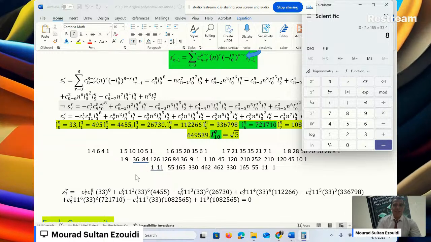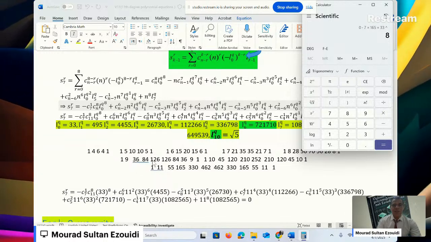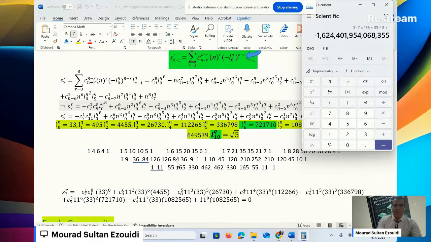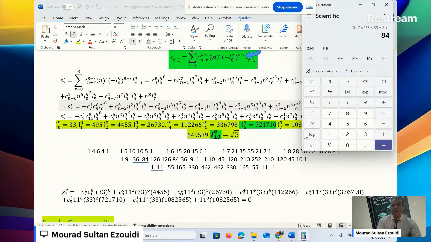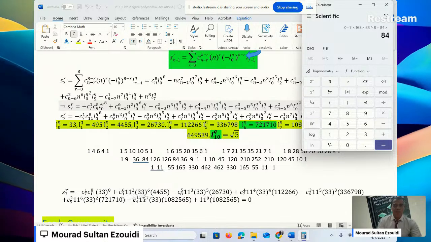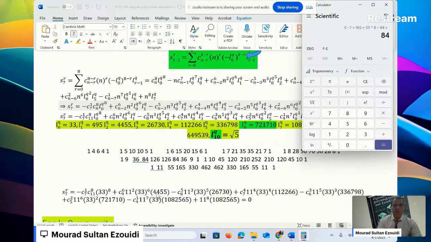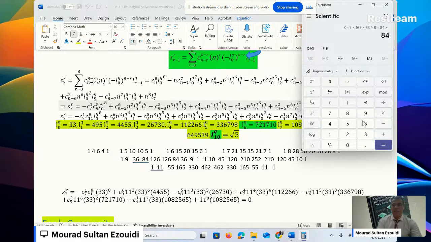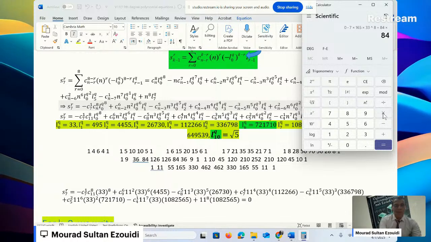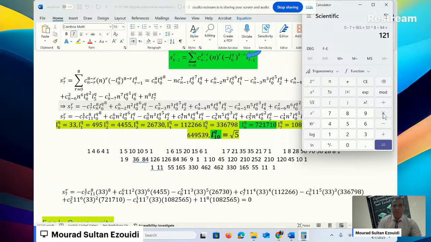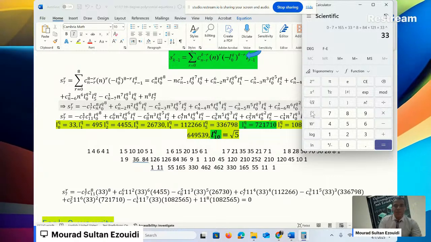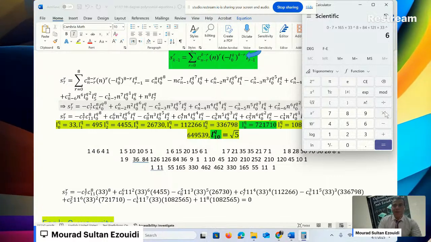Plus 96, 1, 2, 3, 4, 5, 6, 84. Plus 84, multiplied by what? Multiplied by 11 squared, multiplied by 33 to the power 6, multiplied by 4,455. Multiply by 11 squared, multiply by 33 raised to the power 6.